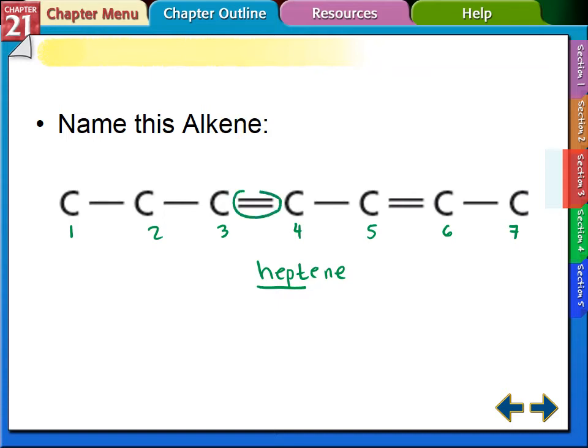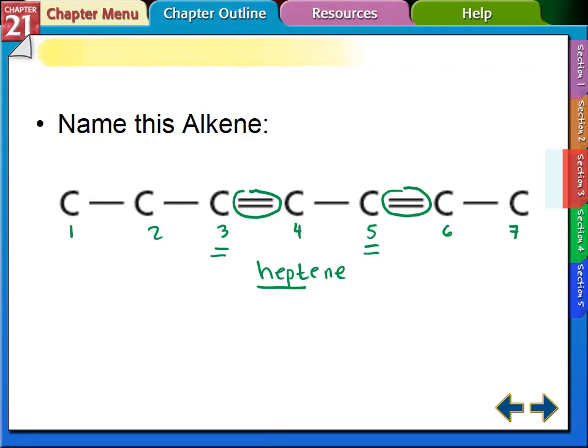Now we also have 2 double bonds in this alkene. We have this double bond and another double bond. So we have to assign a number to these double bonds. To do that, we must number the carbons such that the double bond is closest to the first carbon. So if you notice, guys, we can find the first double bond at carbon 3 and the second at carbon 5.